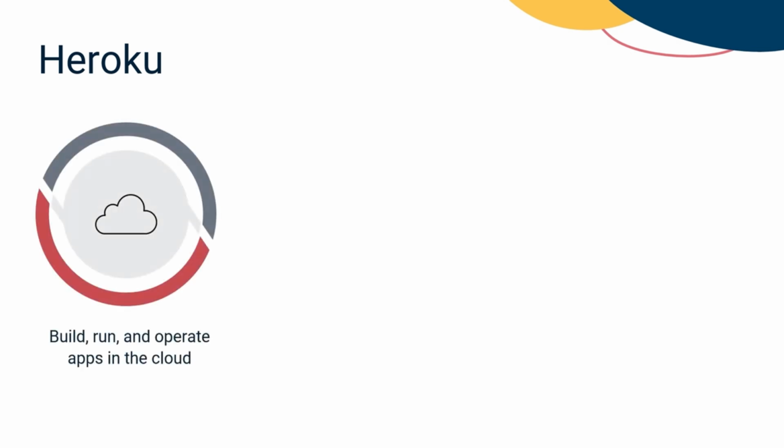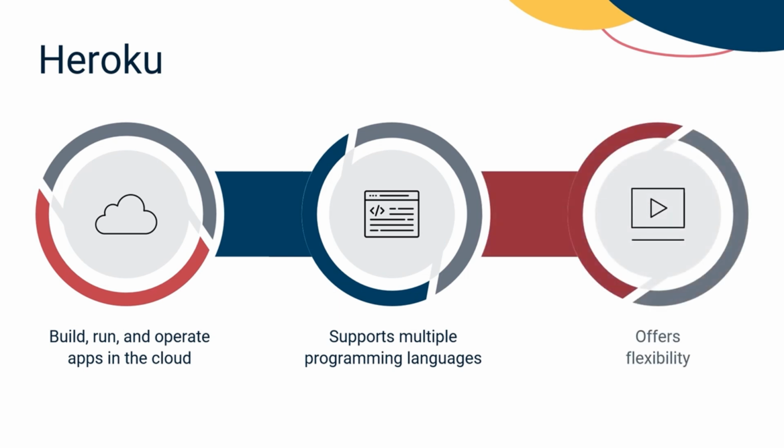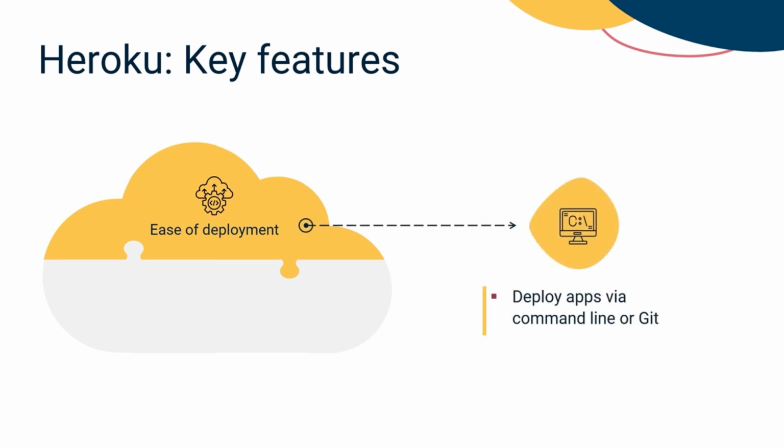efficiently. Let's explore Heroku, another popular cloud platform that simplifies application development, deployment, and scaling. Heroku allows developers to build, run, and operate applications entirely in the cloud. It supports a wide range of programming languages, making it highly flexible. Its key features include ease of deployment, add-ons, and scalability, providing developers with powerful tools to streamline app management and growth. Developers can deploy apps with a simple command line interface or through Git, streamlining the process.